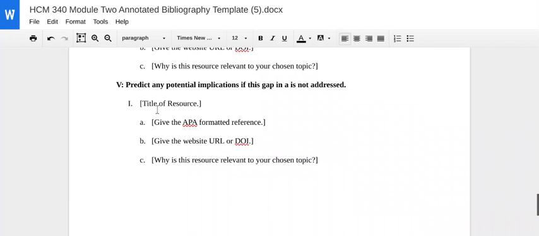And then finally, under here, you're going to look for a resource that talks about the potential implications if the gap is not addressed. And what that means is, what's going to happen down the line if people can't afford their medications? Will there be more emergency room hospitalizations? Will there be earlier deaths? What's going to happen if vets don't get the mental health care they need? Will there be more suicides? Will there be drug abuse? Will there be homicide? What happens to their families?